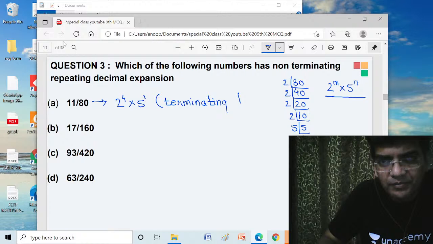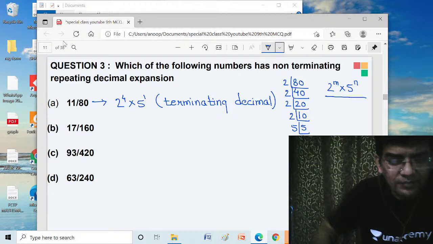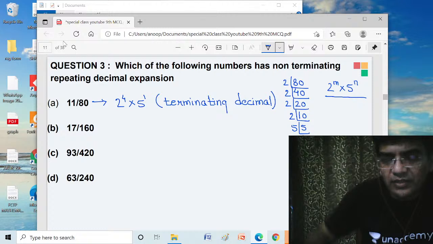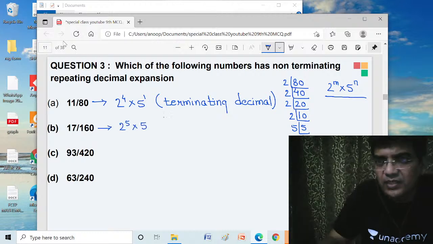Now coming to this one. It cannot be reduced further. It is 160. So if I make the prime factors of 160, I'm directly writing it over here. It will be 2 raised to power of 5 into 5. 2 raised to power of 5 will give you 32, and 32 into 5 will give you 160. So again you can see it has been written in this form, 2 raised to power of m into 5 raised to power of n. So it is a terminating decimal.